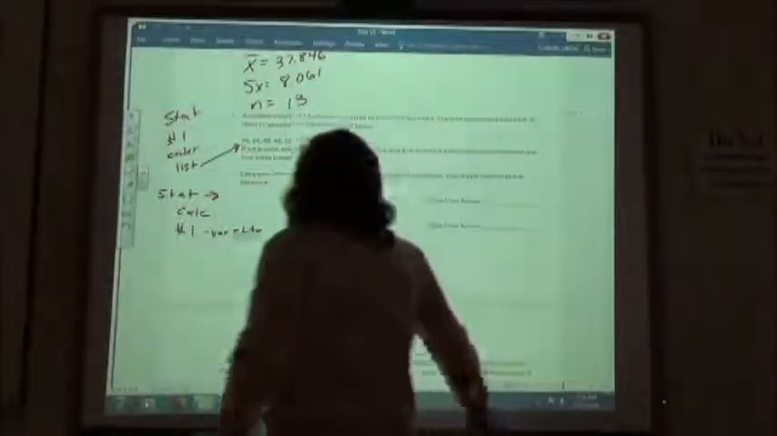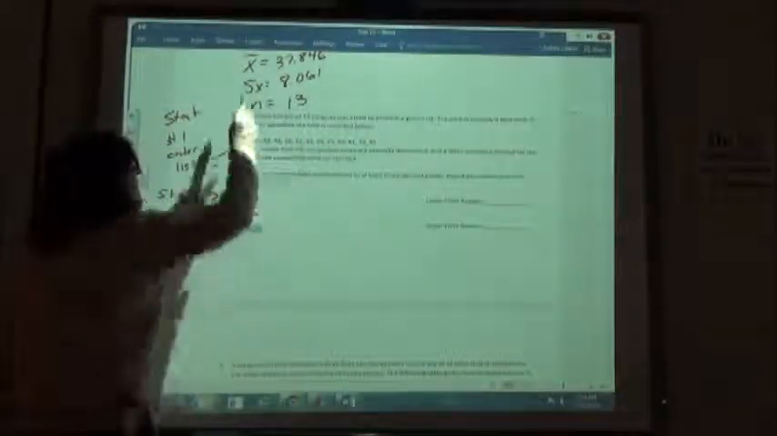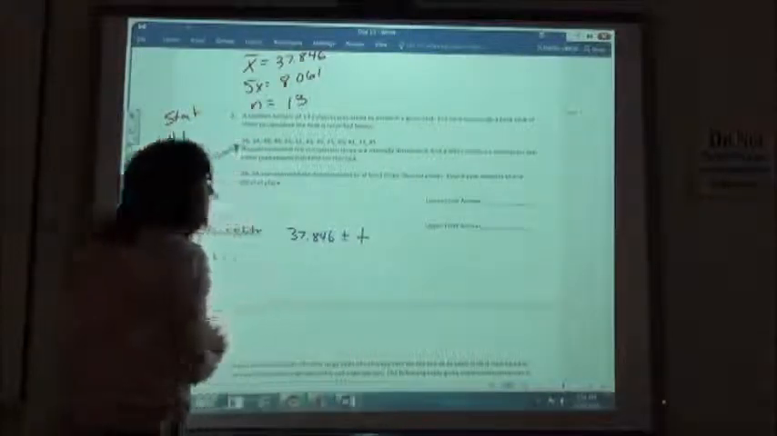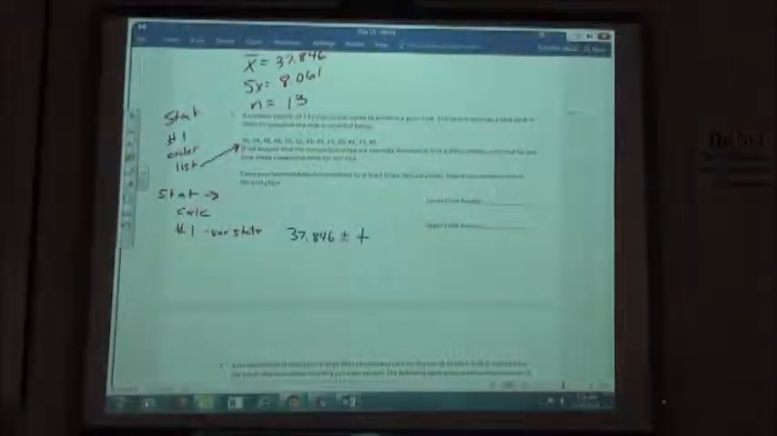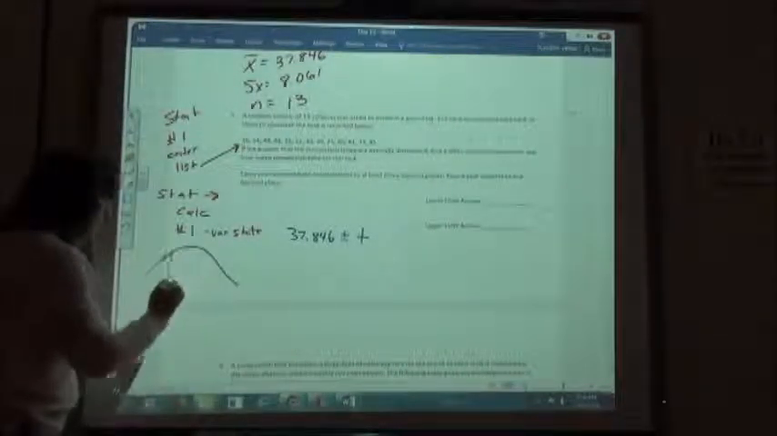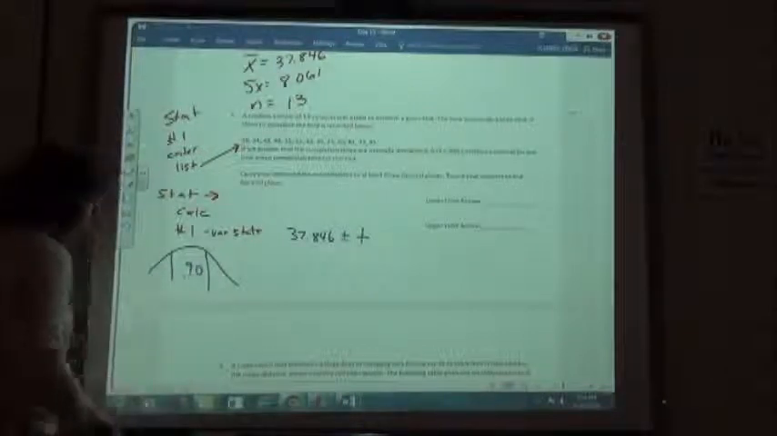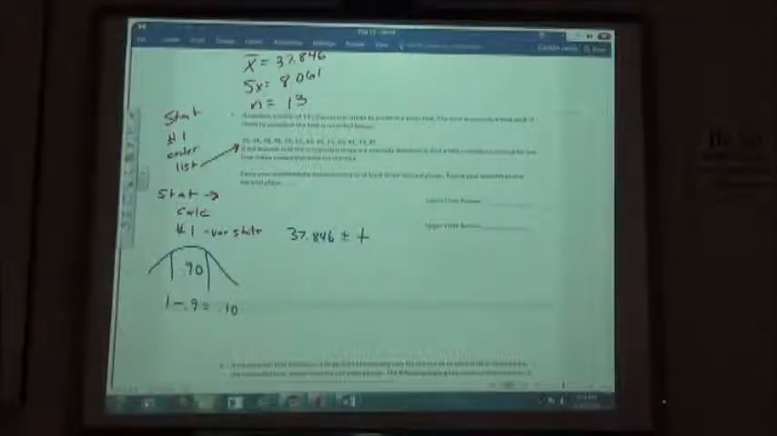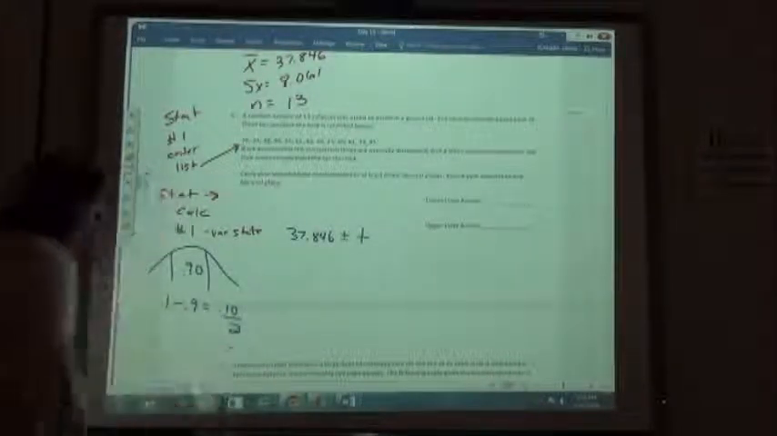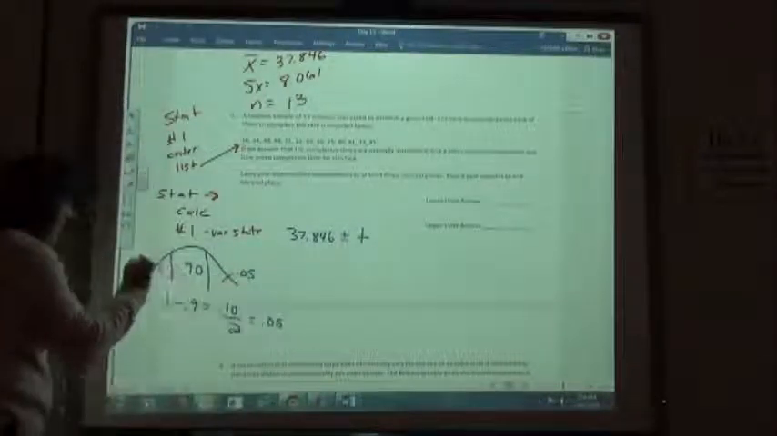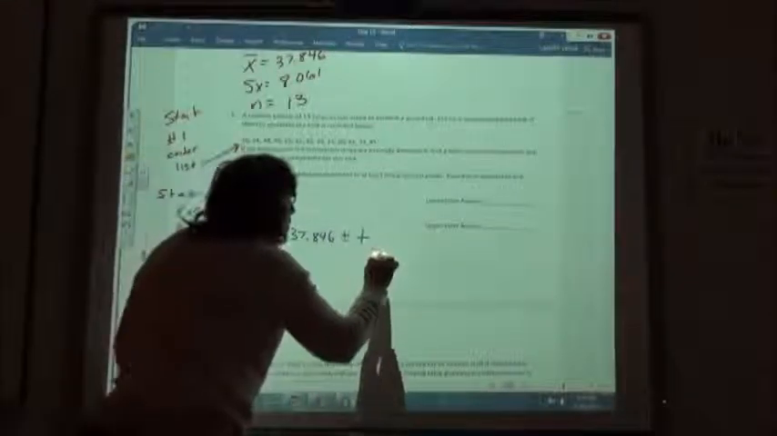So now we got to put it into our formula. Our formula says we're going to take our x bar, our mean, 37.846, plus or minus t sub, and we got to figure out that number there. So we are doing it to a 90% confidence interval. 90%'s in the middle. That means if I do 1 minus 90%, I'm going to have 10% for my two tails, but I have to divide it by 2, of course. And so I'm going to use 0.05.